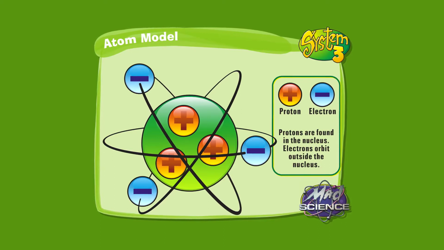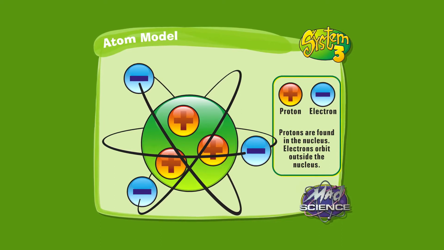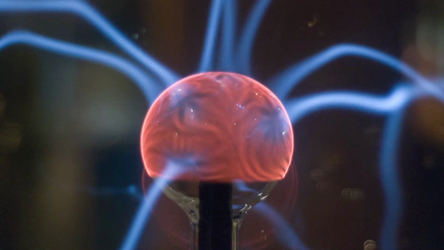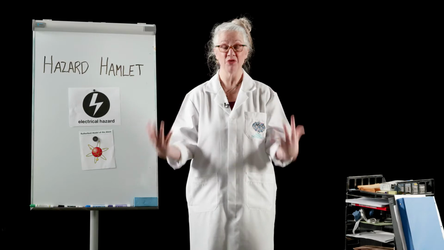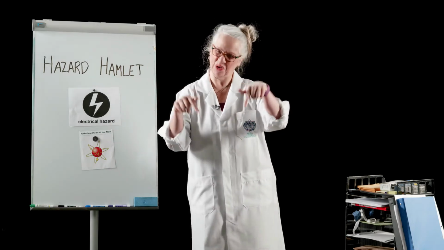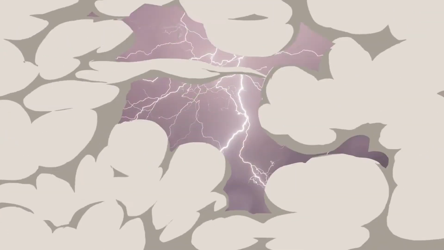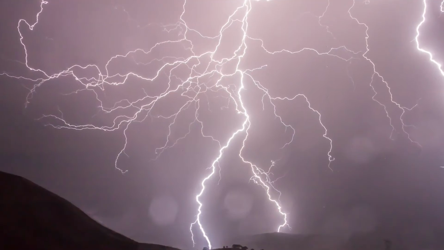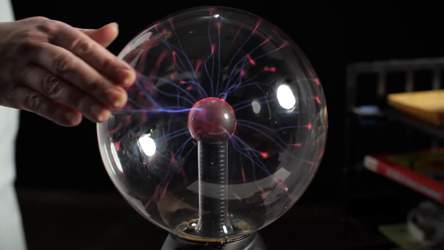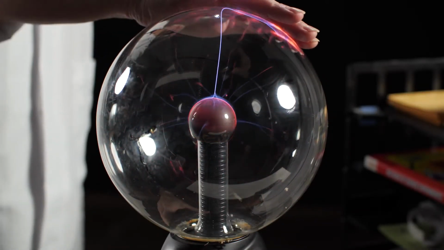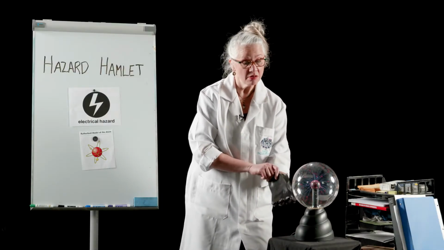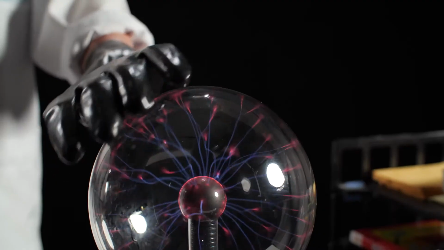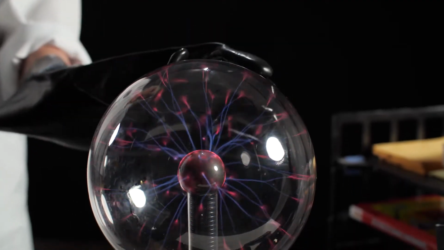We use them to power our lights, our TVs, and our power tools. But electrical energy can also be very dangerous. So we must be careful because we know electricity always wants to go to the ground. Different materials respond to electricity in different ways. Some materials are conductors, which means electricity flows through them very easily. And some materials are insulators, which means electricity doesn't really flow through them at all.